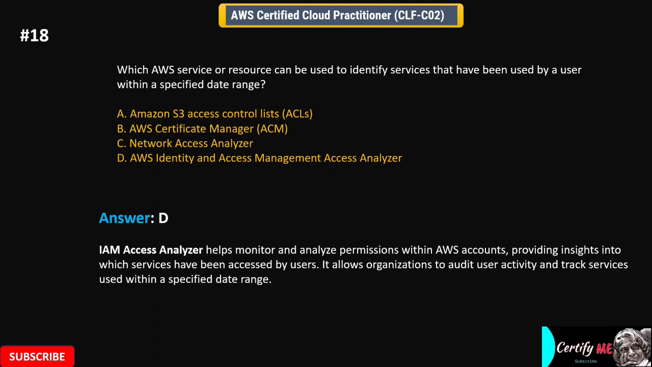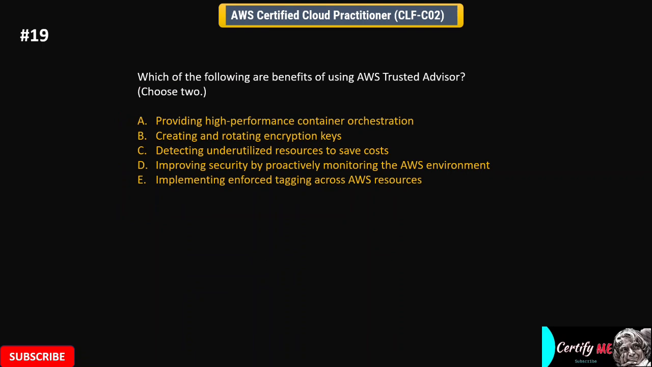IAM Access Analyzer helps monitor and analyze permissions within AWS accounts, providing insights into which services have been accessed by users. It allows organizations to audit user activity and track services used within a specified date range. Next question.